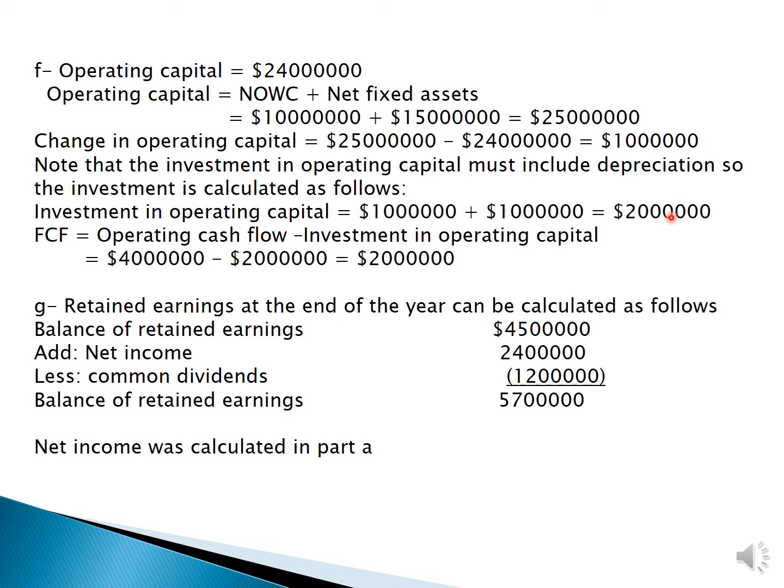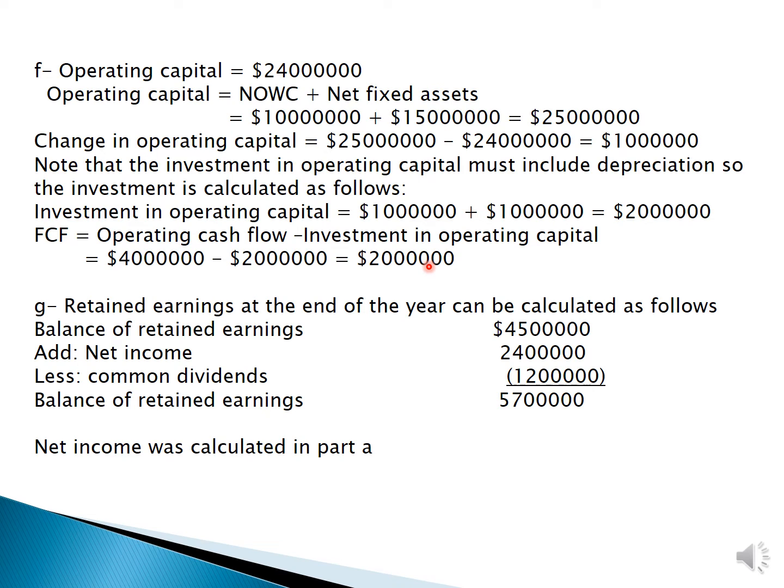يبقى الفري كاش فلو equals operating cash flow minus investment in operating capital. operating cash flow ب 4 مليون والانفستمنت in operating capital بتساوي 2 مليون، يبقى 4 minus 2 equal 2. وطبعا ال operating cash flow احنا كنا مطلعينها من قبل كده.